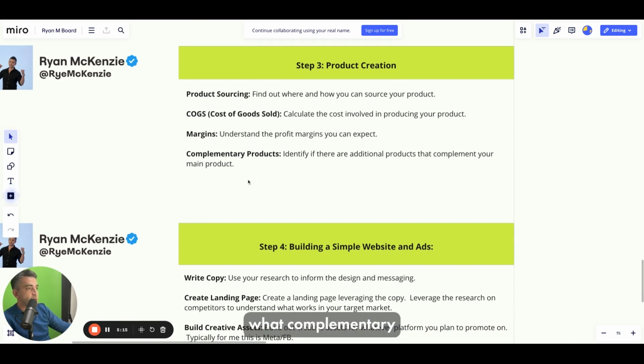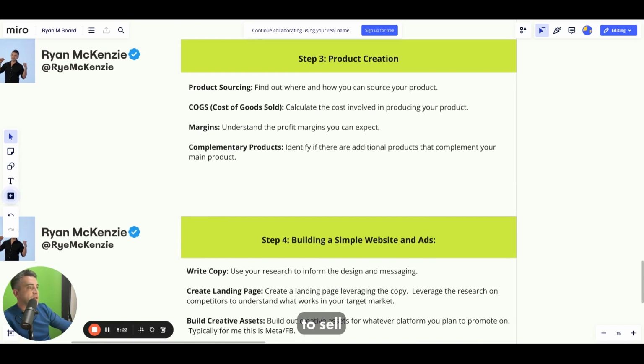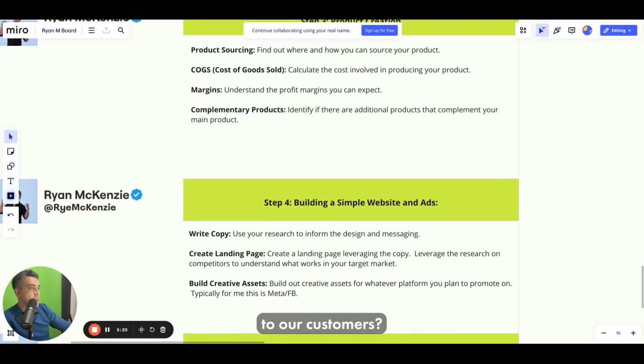And then we want to find out what complementary products there are. So if this product goes well, are there other products that we're going to be able to sell to our customers?